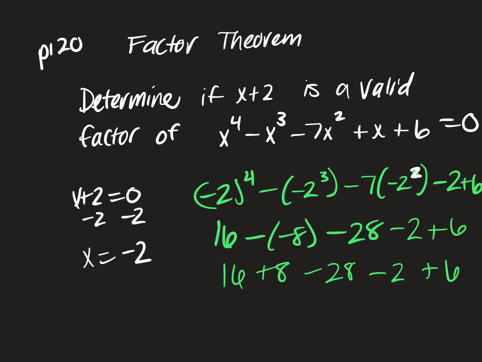Okay, so let's see. These two give us negative 30. I like to add all my positives and negatives together. So 16 plus 6 gives us 22, plus 8 is 30. So we get 30 minus 30, which is 0. If you get 0, yes, it's a valid factor. If it's not 0, no, it's not. So basically, if it's a plus 2, plug in a minus 2. If it was x minus 4, plug in positive 4. Opposite sign, plug it in, and see if it equals 0. Okay?